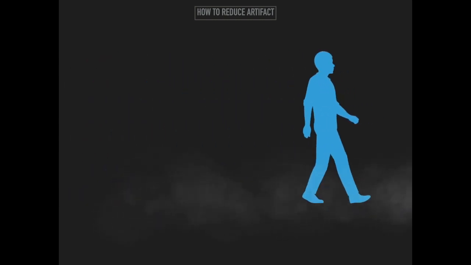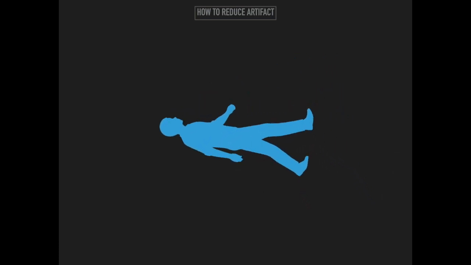So how do we reduce artifact? Well, first, if we have a patient that's sitting upright or that's ambulatory, we need to lay them flat or put them in a reclined position so that they are not supporting themselves with their limbs, and it decreases their ability to move.